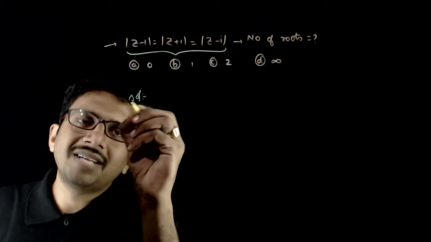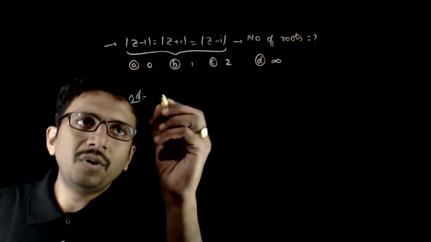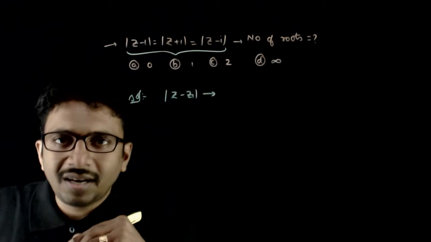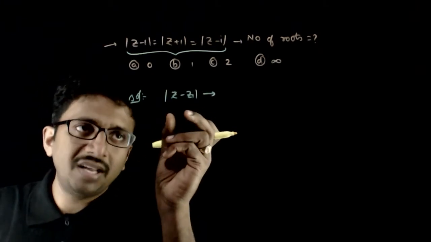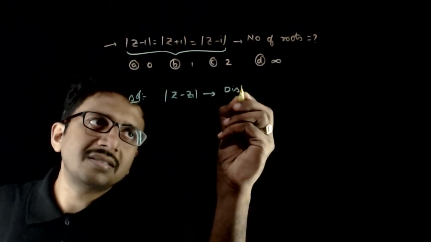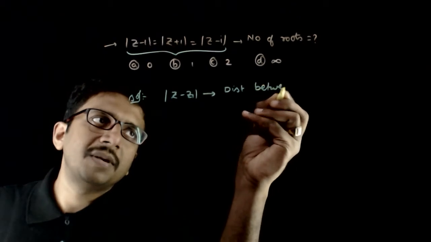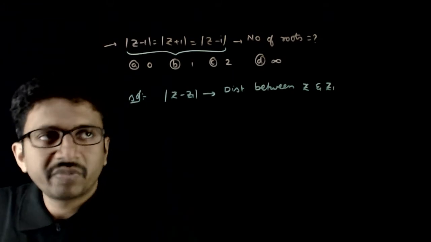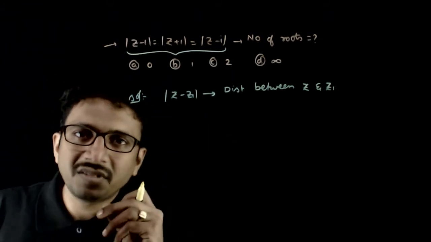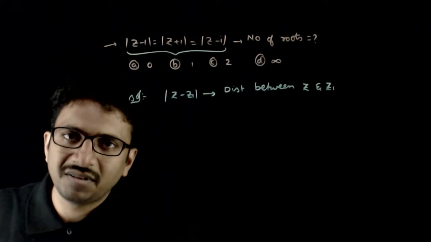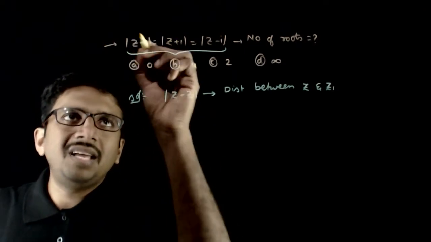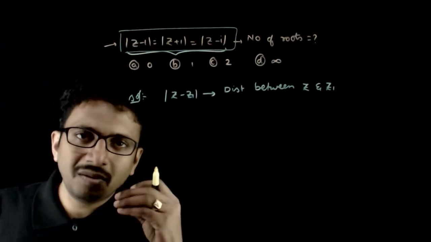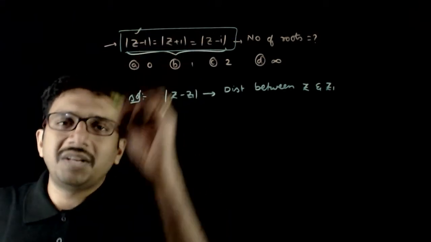So let us try to understand this geometrically. We know that mod of z minus z1 is nothing but, geometrically, the distance between the complex number z and the complex number z1. So the geometrical meaning of mod of z minus z1 is the distance between z and z1. Now if you read this equation in English, what does this mean?